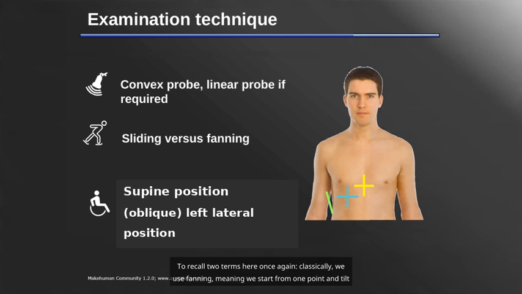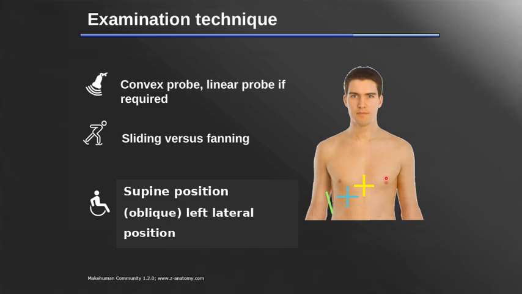To recall two terms here once again, classically we use fanning, meaning we start from one point and tilt the transducer until we are beyond the organ boundary. For larger areas, as is often the case with the liver, sliding or ironing comes into play, where we have to slide or move the transducer across to capture the entire organ, with the inherent risk that things might be slid over or overlooked during this movement. So fanning is safer in itself, but it won't be sufficient on its own.